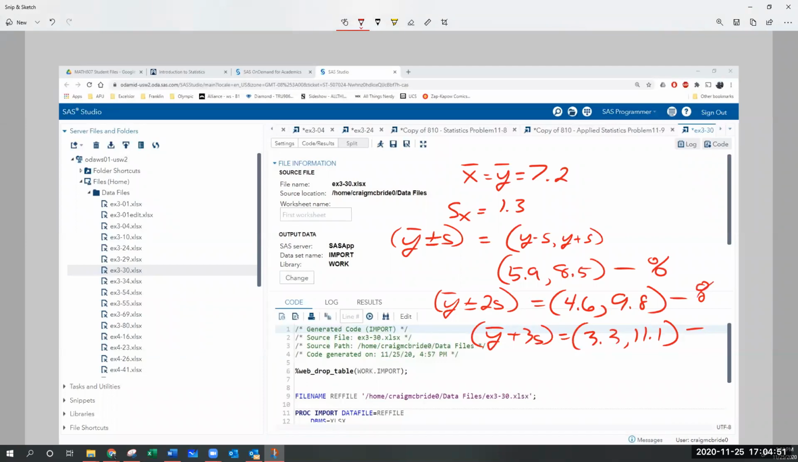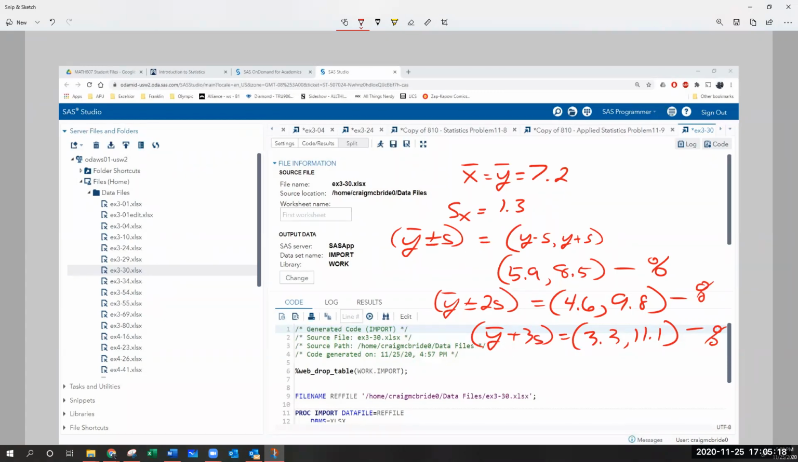Everything bigger than 3.3, so obviously 4 all the way up to 11. So 4 through 11s, you count up all those and get a percentage for that. And then you're supposed to compare these 3 percentages to the empirical rule. And the empirical rule tells us that if you have a set of data and you go out 1 standard deviation in both directions, which is what this first one is, that should capture what percentage of our data?